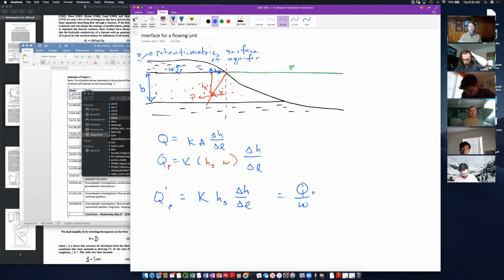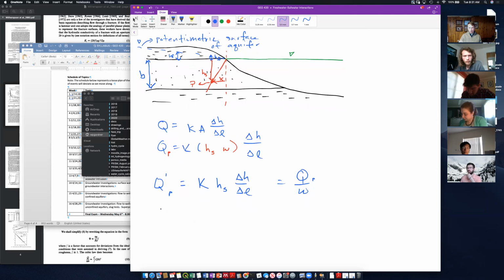Okay, let's make some other definitions. Now let me consider our equation for the saltwater interface at X, all right? So first of all, let's think about what H sub F at X would be.